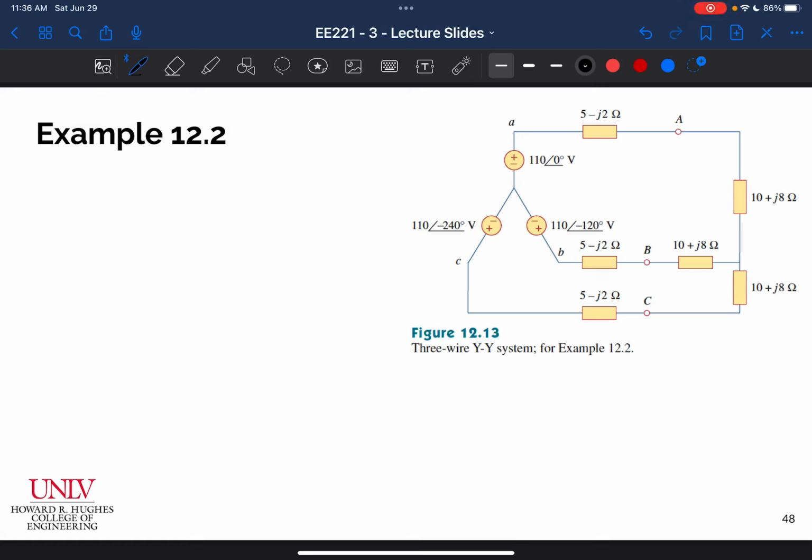All right, so this is example 12.2 from the Sadiku Circuits 5th edition textbook. And the problem asks for us to calculate the line currents in the three-phase system. Okay, so what are the line currents?